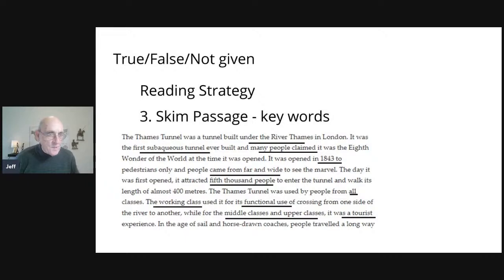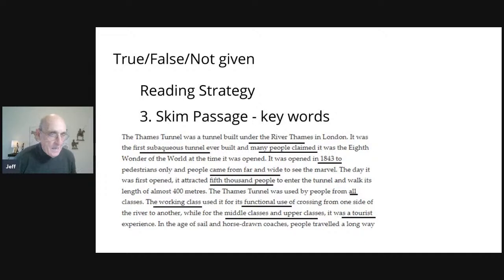So now, I'm just becoming more and more sure that I'm in the right place to find the answers I'm looking for. And then I keep going and I come to the next line. At the end of the last line, I start seeing something about different classes of people, all classes, the working class, middle classes, upper class, and why they use the tunnel. And I remember in question 4 that I had underlined middle and upper classes.